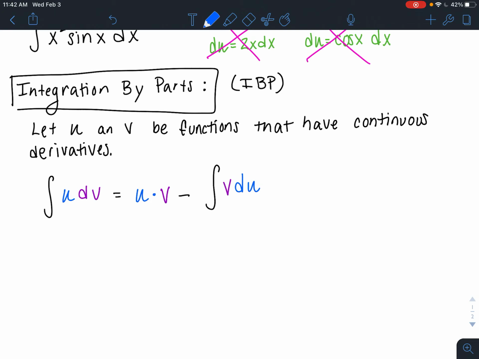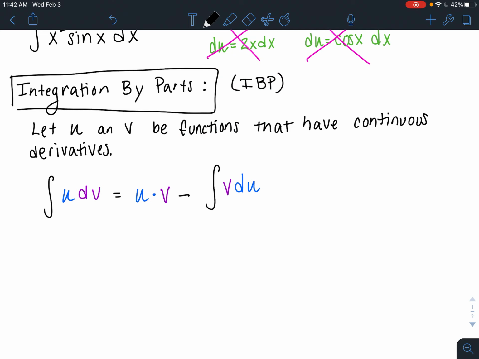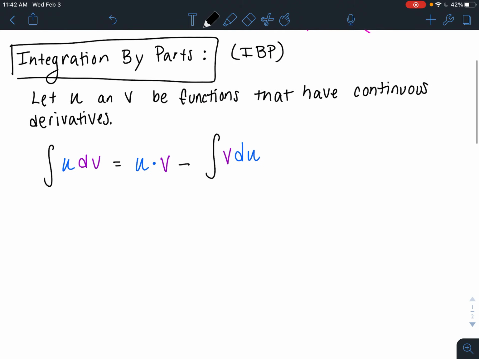Okay, so let's talk about this. The initial problem setup is there on the left, the integral of u times dv. That means it's the integral of some u function times the derivative of some v function. If that is the setup, you find the two functions u and v, multiply them together, and then subtract the integral of the v function times the derivative of the u function. I'm not going to do a super formal proof. I'm just going to go through a simpler explanation of where this comes from.